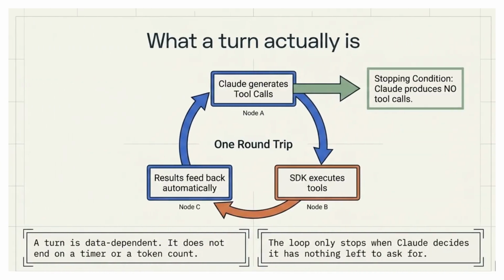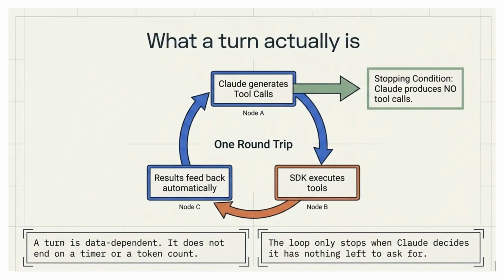What a turn actually is. Here is the one definition that anchors everything else. A turn is one round trip inside the loop. Claude produces output that includes tool calls, the SDK executes those tools, and the results feed back to Claude automatically. That feedback happens without handing control back to your code. Turns keep going until Claude produces output with no tool calls. That is when the loop ends and you get the final result.